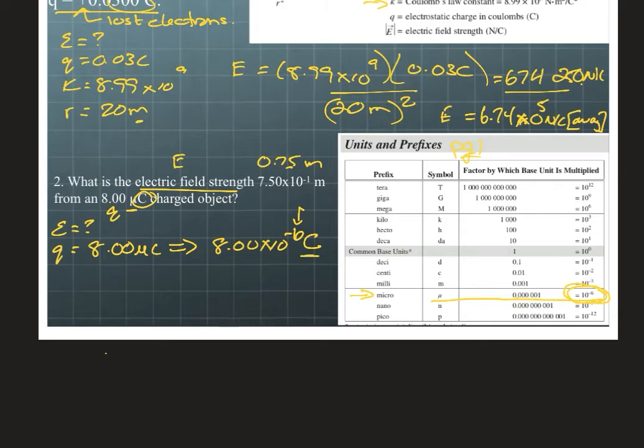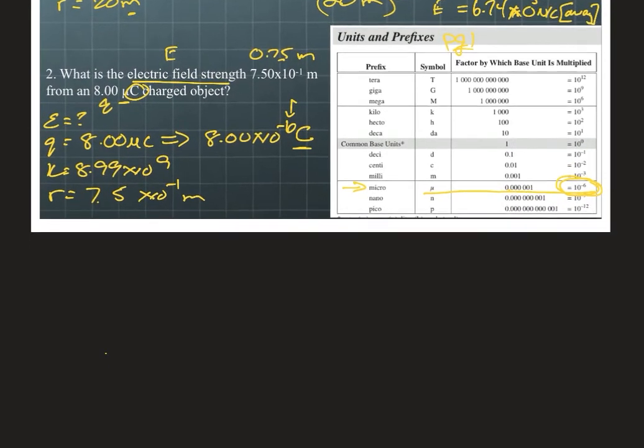So it's super important I get my charge in coulombs. My K, we always know this now, is 8.99 times 10 to the 9th. Again, I'm going to leave out the units just so that we don't confuse you, and then I know that my distance or my radius here is already in meters, so I don't have to worry about that. So now all I need to do is fill in my equation.